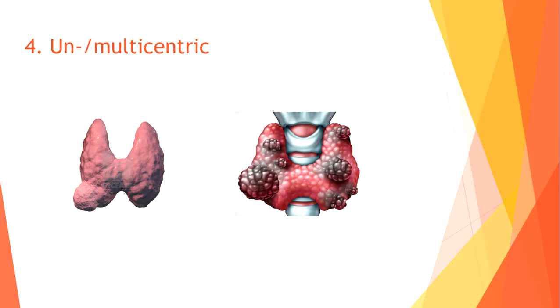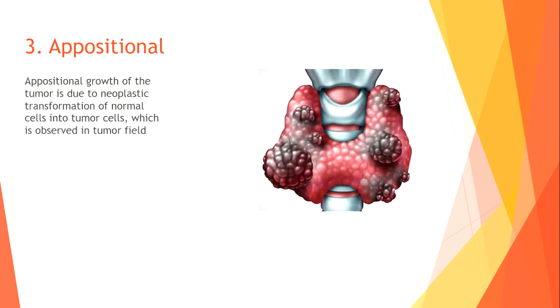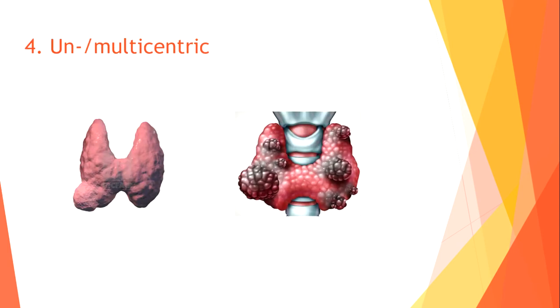We have unicentric and multicentric types of growth. So the multicentric type of growth is an oppositional type of growth too, and unicentric means, like on the left picture, we have growth of the tumor in one part of the organ.